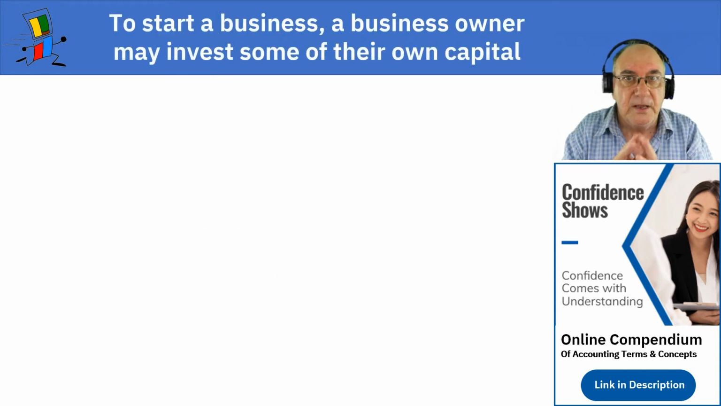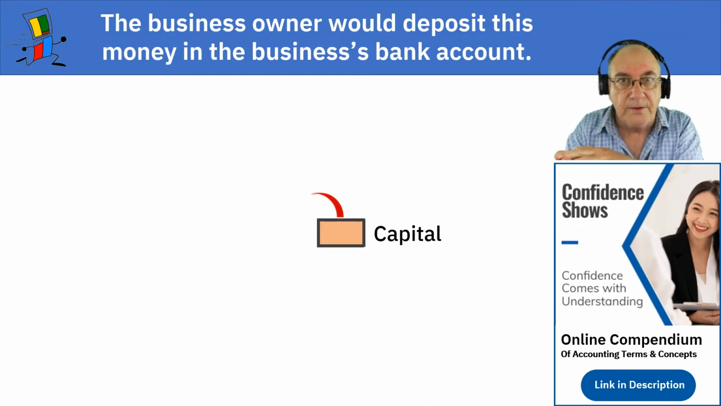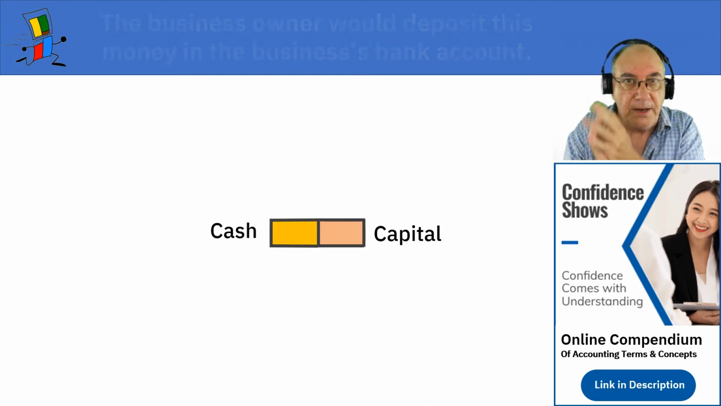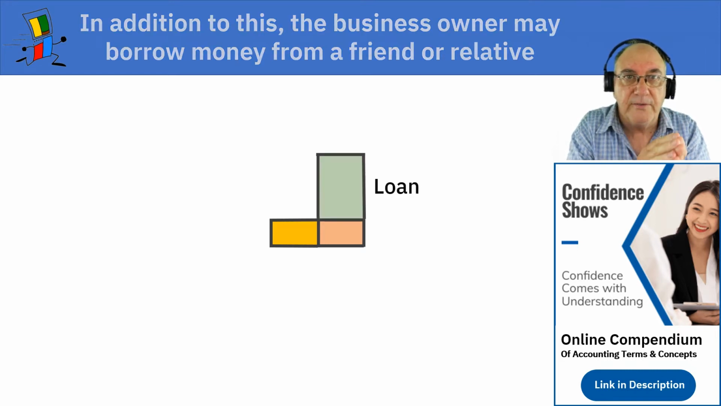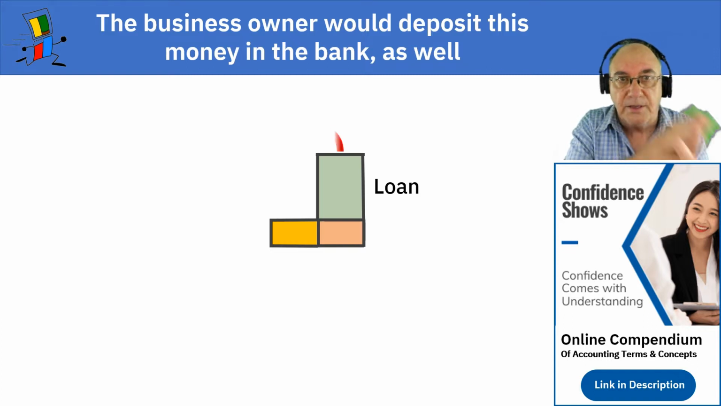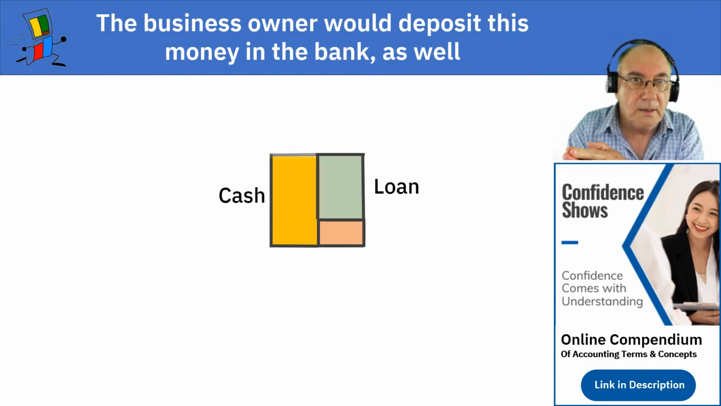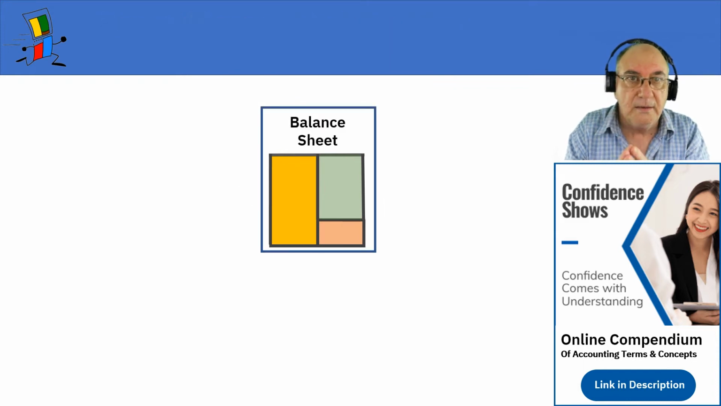To start, a business owner may invest some of their own capital. The business owner would deposit this money into the business's bank account. In addition to this, the business owner may borrow money from a friend or relative. The business owner would deposit this money into the bank as well. You could create a balance sheet right here.